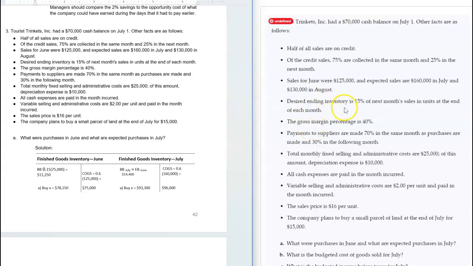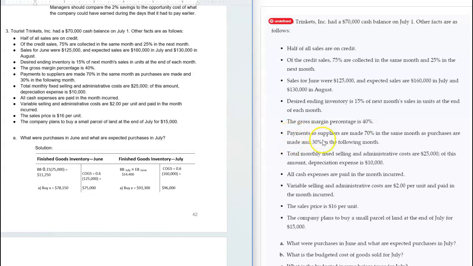What else? Desired ending inventory is 15% of the next month's sales. We know what that means. And the gross margin percentage is 40%. So if gross margin is 40%, that means the cost of goods sold is 60%. It's an important thing to understand.